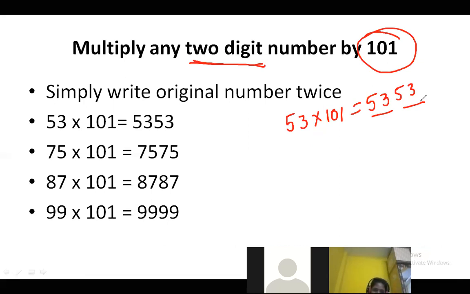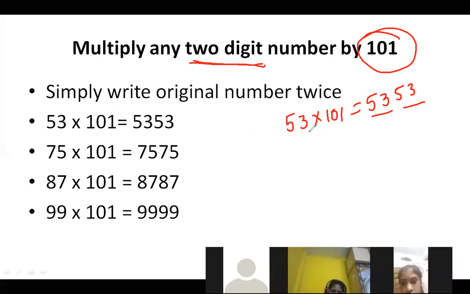99 is also easy, but for multiplying with 99 we have formulas. Multiplying with 100 also we know. Multiplying with 100 is very easy. Now multiplying with 101 is also very easy. You should write the original number twice. Only this is applicable for 2-digit numbers. 2-digit numbers into 101, not 3 digits, not 4 digits.